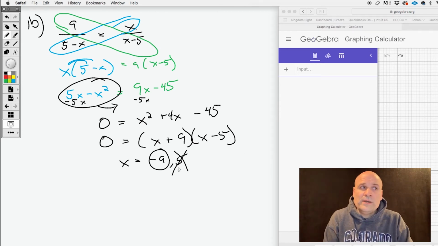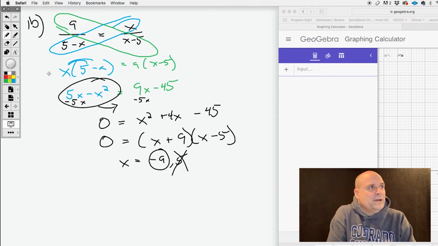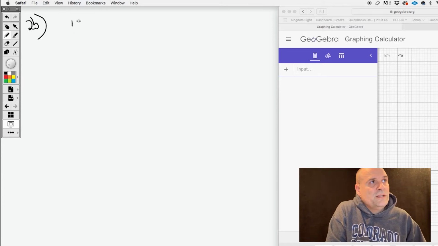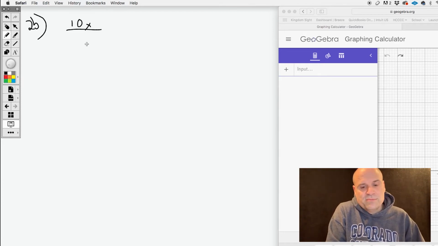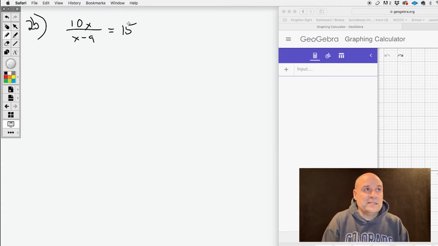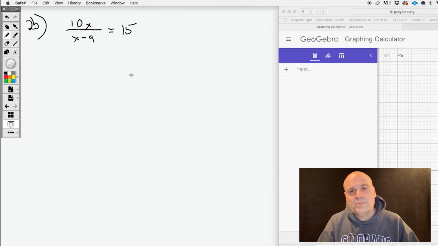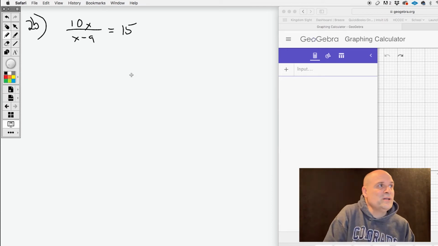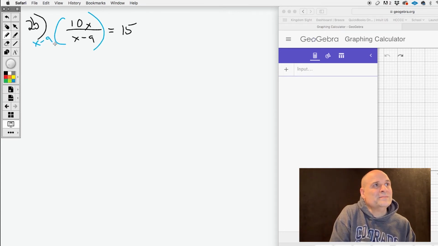So that's one way to solve these rational equations, by just using cross multiply. Let's try another way. Here is example 2b. If you're looking in your book, this is a typo. It says 4x, but it's actually 10x over x minus 9 equals 15. The other way to do this, instead of cross multiplication, is to multiply by the common denominator. There's only one denominator, it's x minus 9. So let's multiply everything times x minus 9.